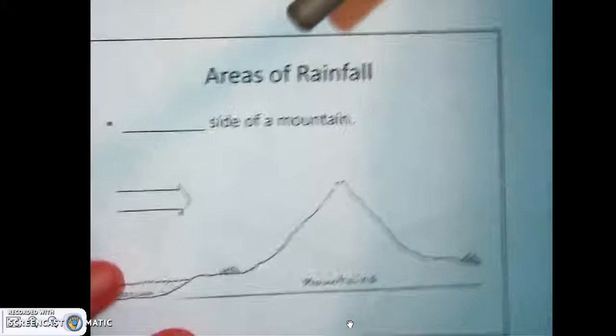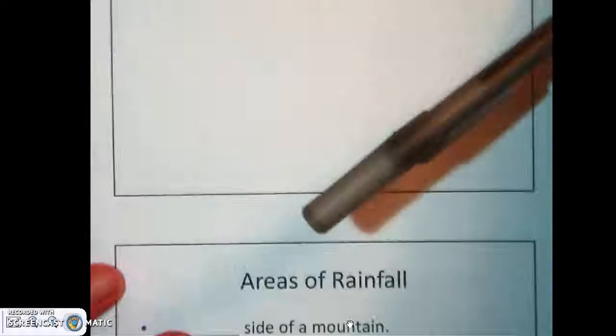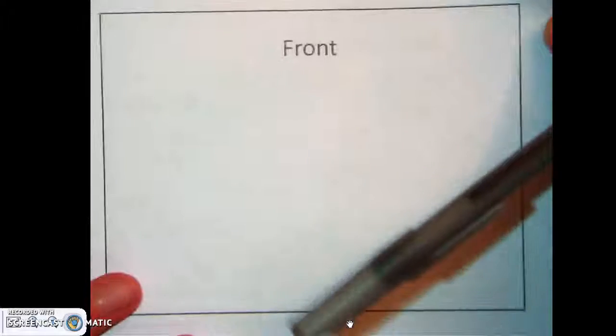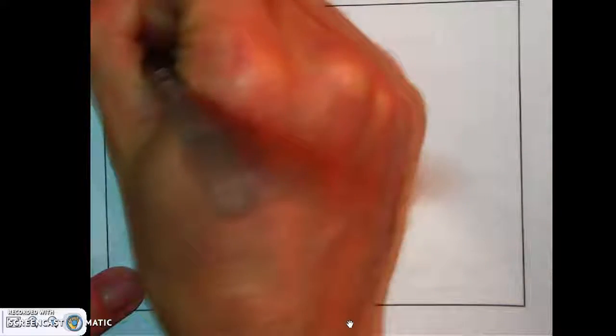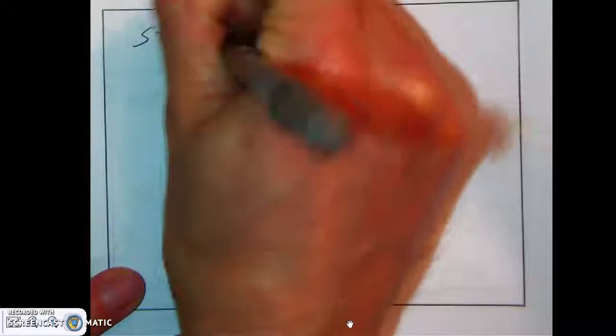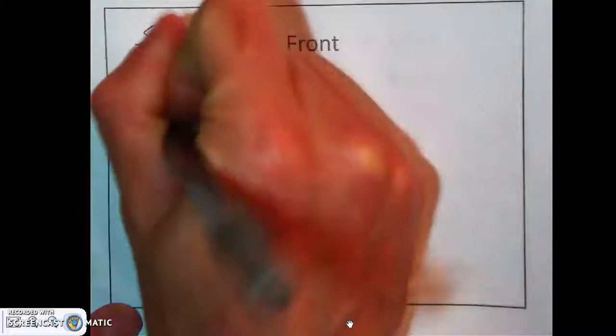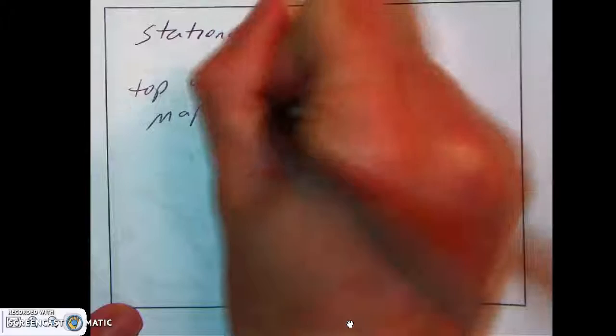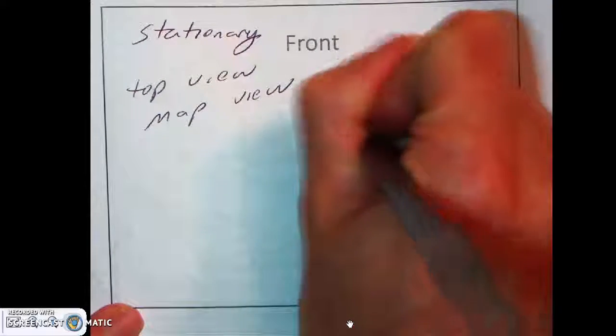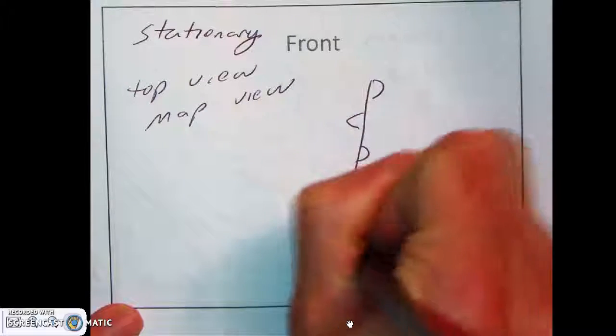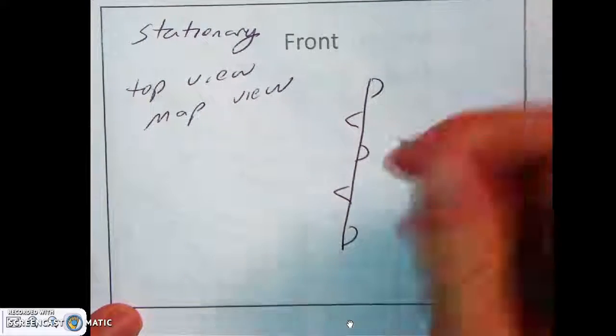Over here, we'll label this, this is our last front, the stationary. And the stationary really lives up to its name. It doesn't really move much. And if we look at this from a different perspective than the other fronts, from a top view or a map view, if we have our front here, there's very little mixing of air.